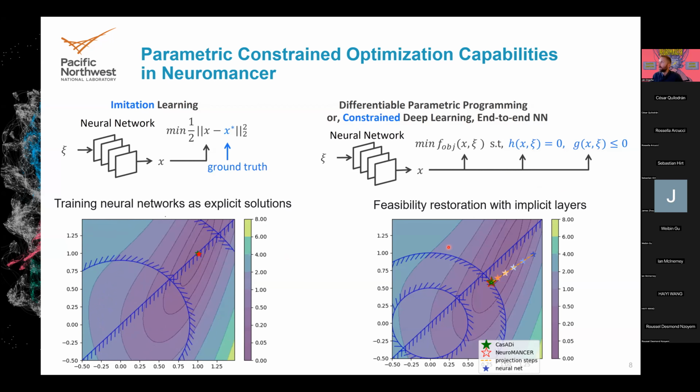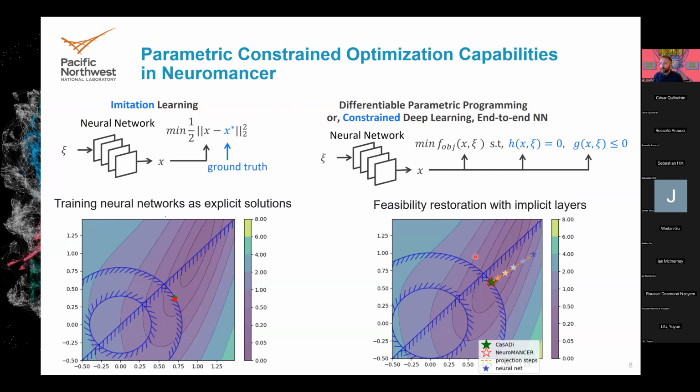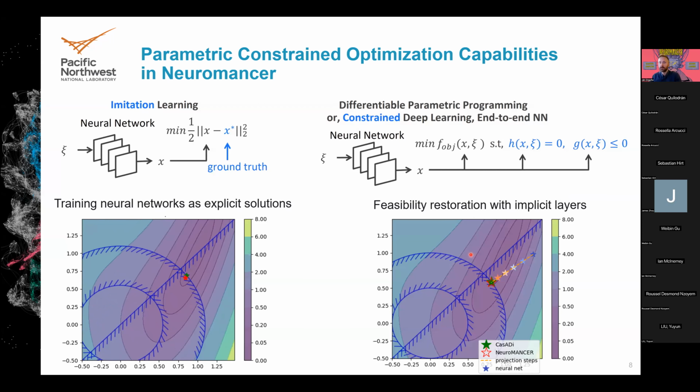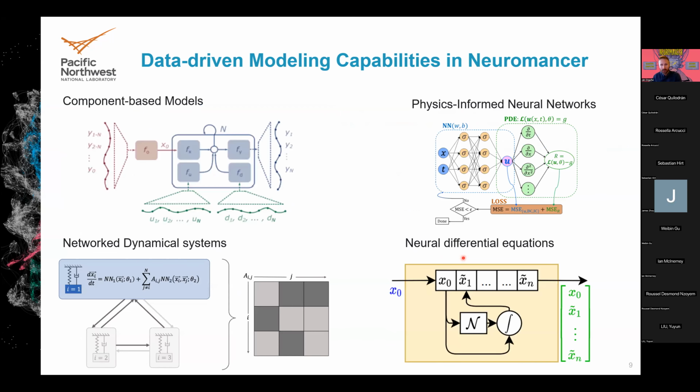So there has been a lot of research in so-called feasibility restoration or implicit layers by using those differentiable optimization solvers, like I mentioned before. So that's learning to optimize capabilities. The next set of capabilities is modeling of dynamical systems.